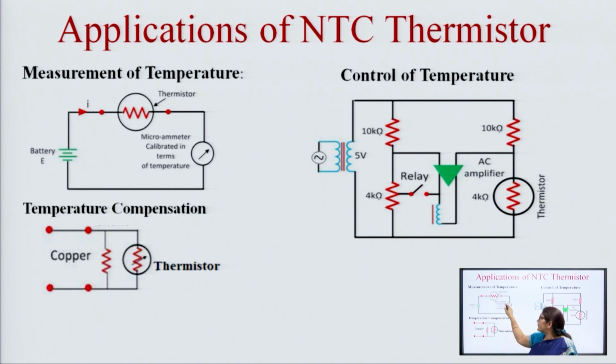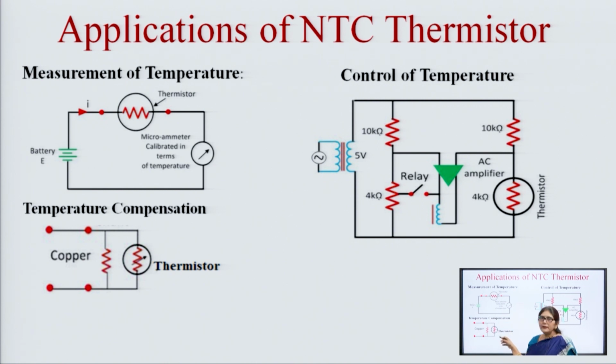When the current flows and increases, the thermistor gets into self-heated mode, so the temperature increases, the resistance decreases, and so the current will increase. We can use a PMMC instrument for the measurement of the current flowing through the thermistor, and if we calibrate it in terms of temperature, then it will show the temperature.